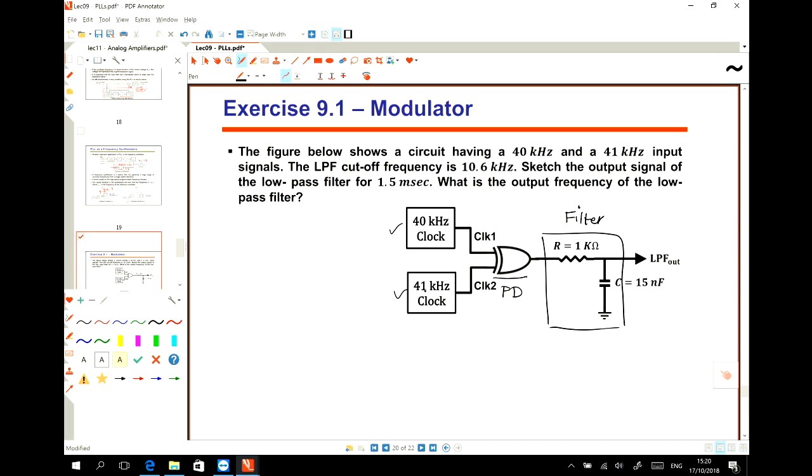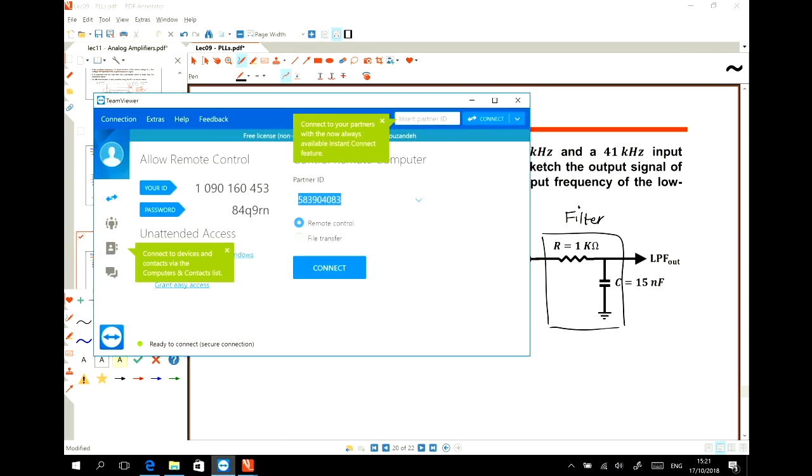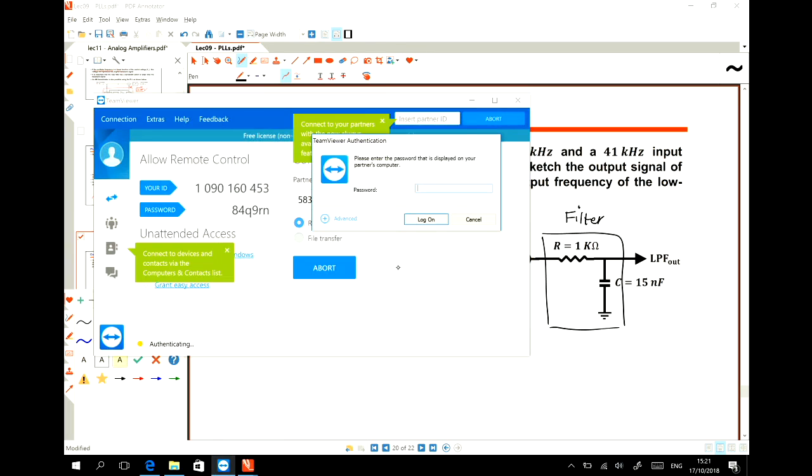So we apply two signals with different frequencies, but very close to each other, 40 kilohertz and 41 kilohertz, to one phase detector, and then put a low-pass filter. I want to see what's the output for this. So I've done this in LTspice. If we can connect, hopefully.